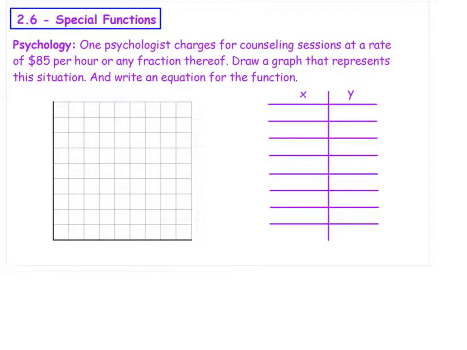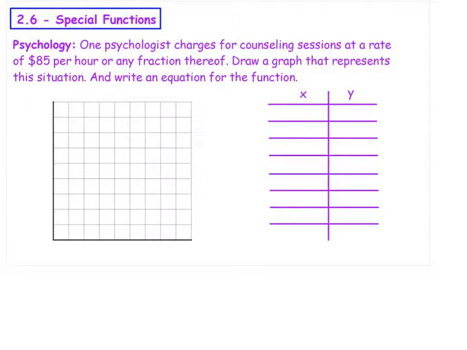Let's do another example here. This one, you can't write a function for, so it's going to be a little different, but it is a step graph because it says the psychologist charges for counseling sessions at a rate of $85 per hour or any fraction thereof. So if you spend even a minute over, like if your appointment's an hour and you spend just a minute over that hour, you have to pay for that full hour of his services. Or if you spend a half hour with him, you still have to pay for a full hour.